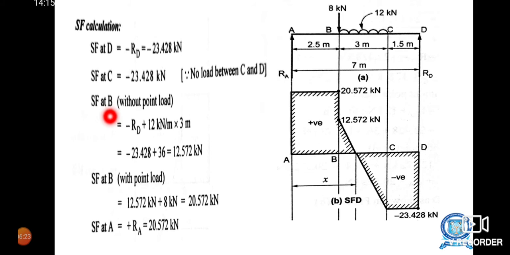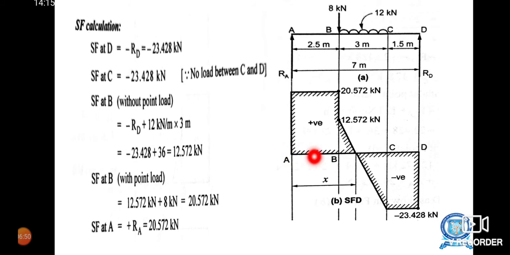Next, the shear force at point B with the point load is 12.572. With the point load we have a plus value, which you write in the upward direction, 12.572 kilonewton. Then without the point load, it is also a positive value, 20.572. So the reaction force RA has the same value, 20.572.